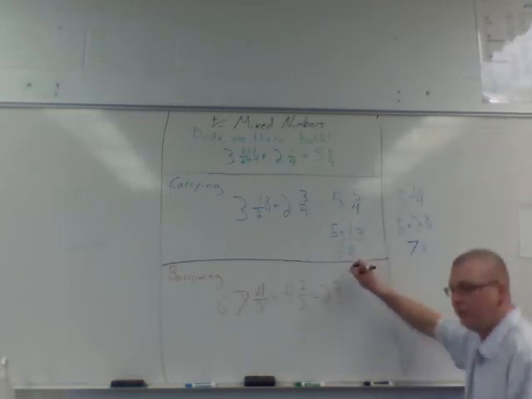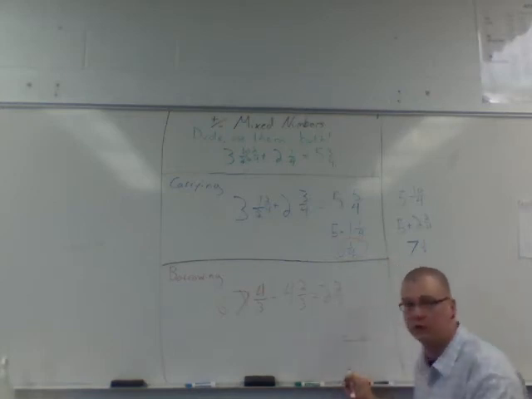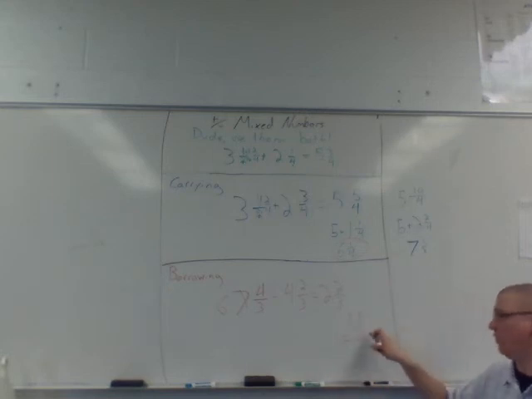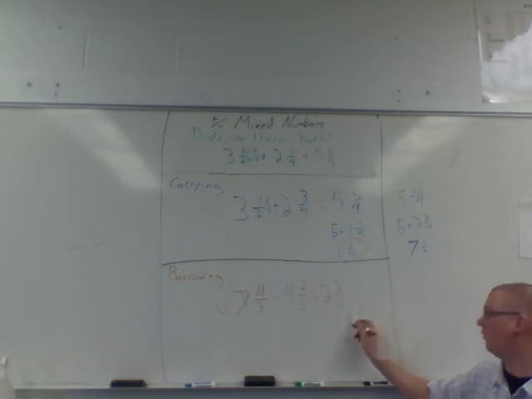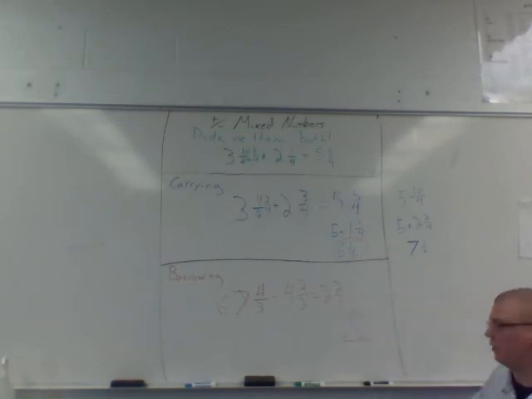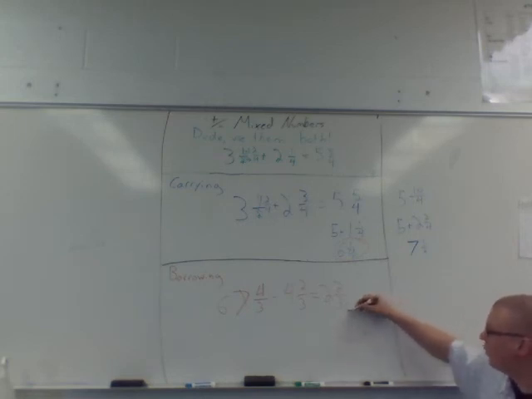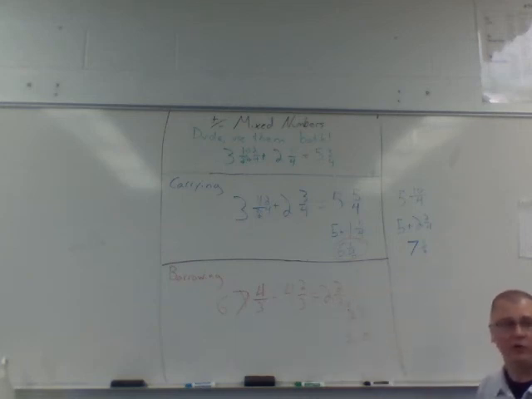So, if I was going to do this when you were a little kid, I'd have done this. And this would be borrowing, right? Or regrouping. 11 minus 2. Can I take 2 away from this one? No. I need to go over here. So I have to go steal one from over here. Now can I take 2 away from 11? Yeah, sure.